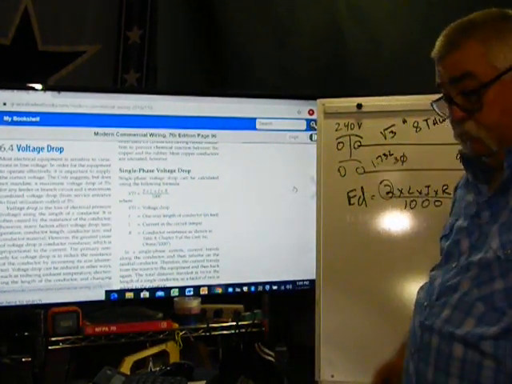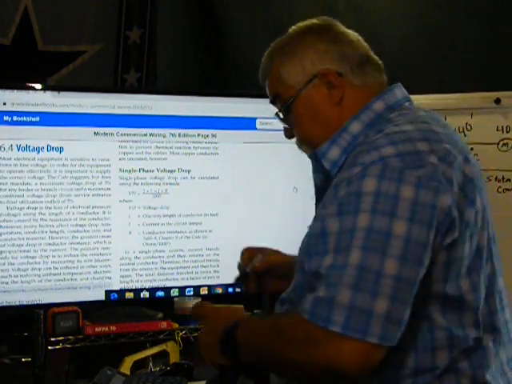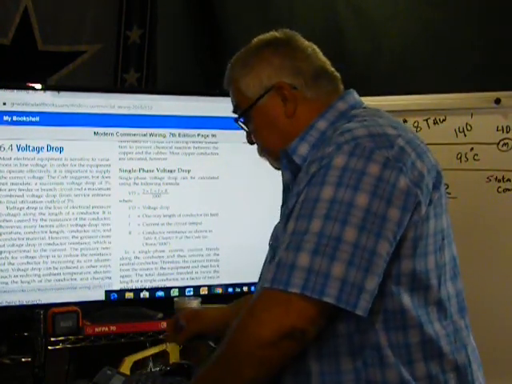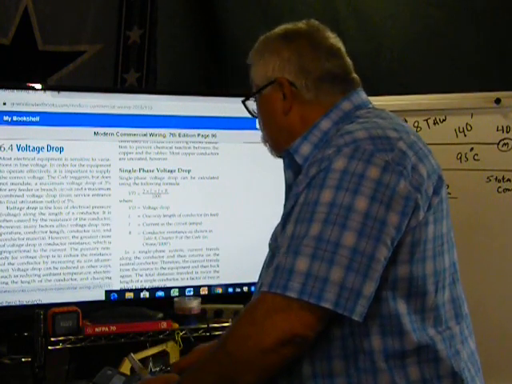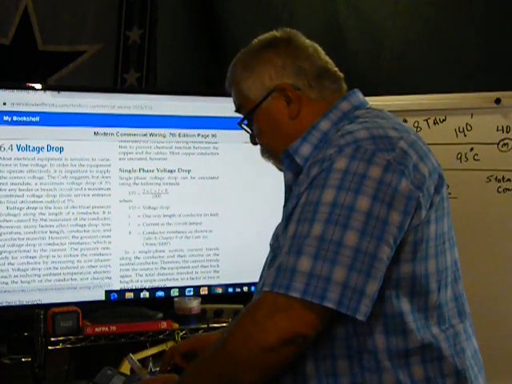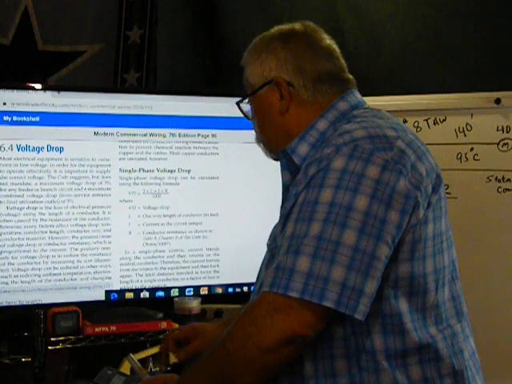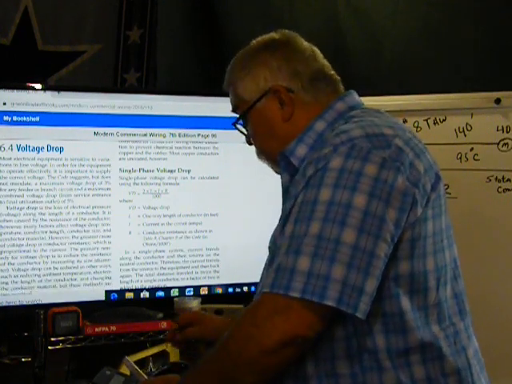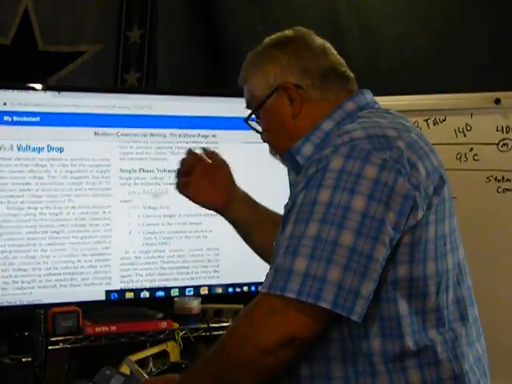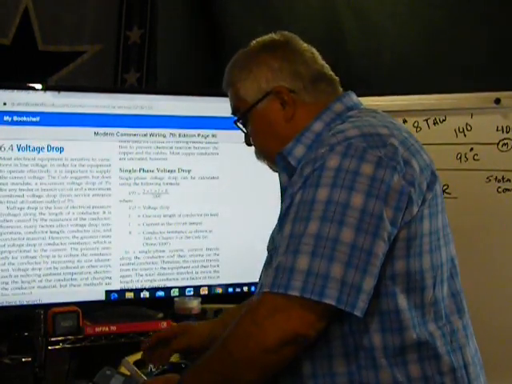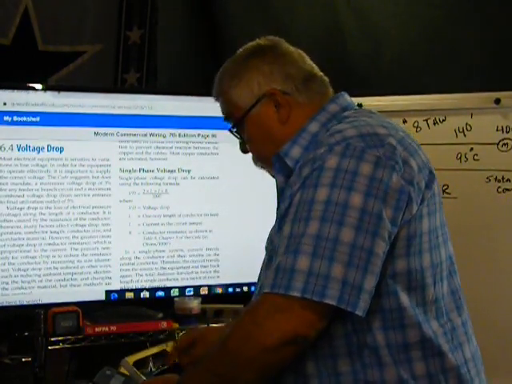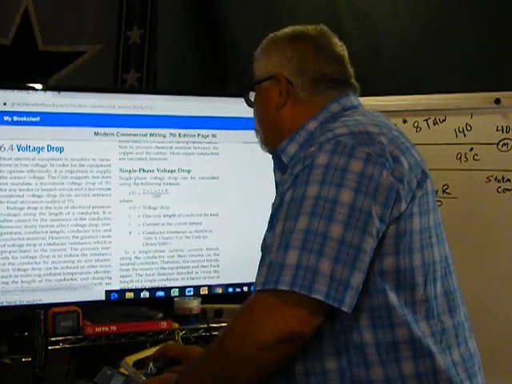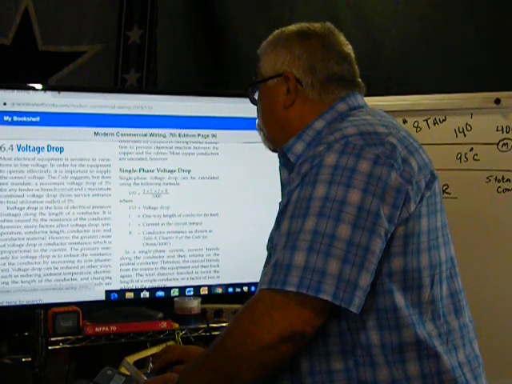Five total conductors. Maybe we got a circuit feeding something else. Alright. So we got 2 times 140 times our current, which is 40 amps, times R. Let me go back here real quick.